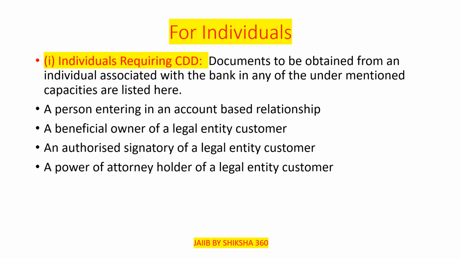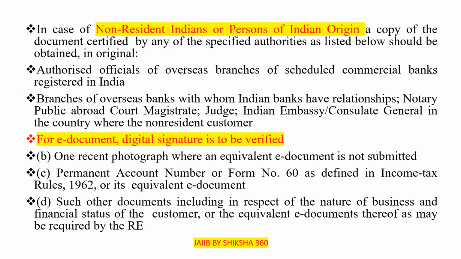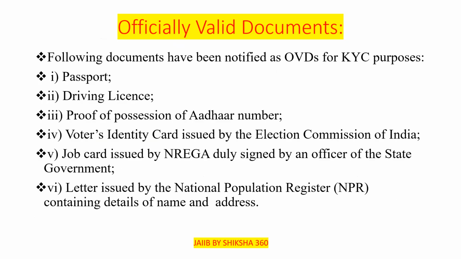Under that, for an individual, what we have to take: Aadhaar documents, the Aadhaar number, the case of non-resident Indians, how e-documents and digital signatures are to be verified, and officially valid documents. The most important question, a 1 mark or 0.5 mark question in the examination, is regarding the OVD, for example whether the PAN card is to be included or not. Presently it is not, but we expect that in the upcoming time they will include it. These are the important things we will take up in the next session.